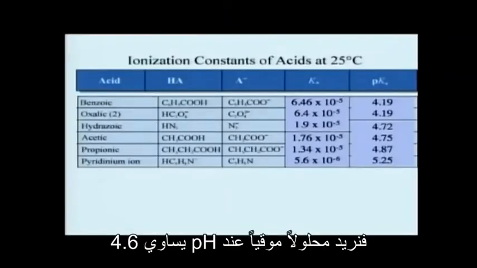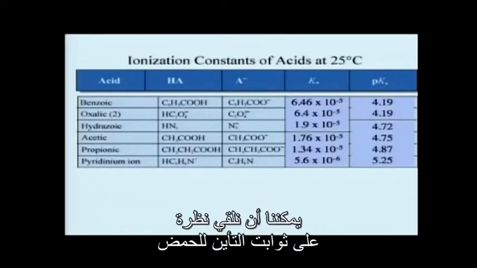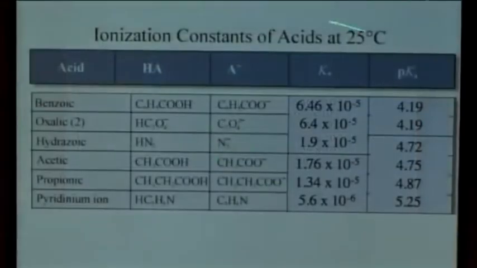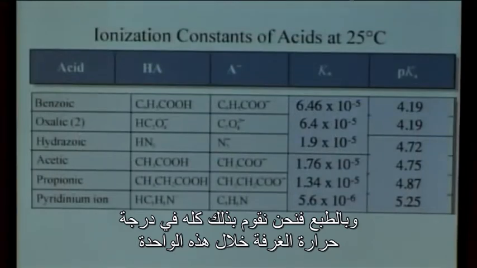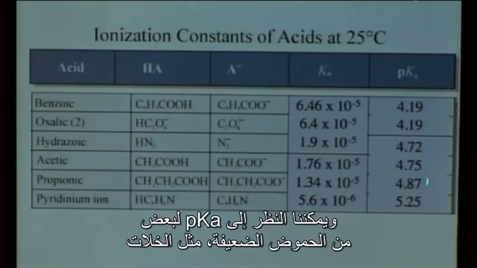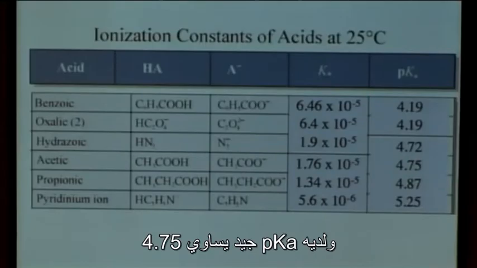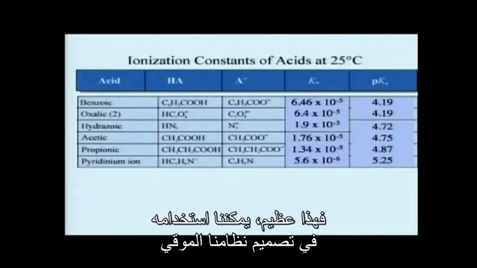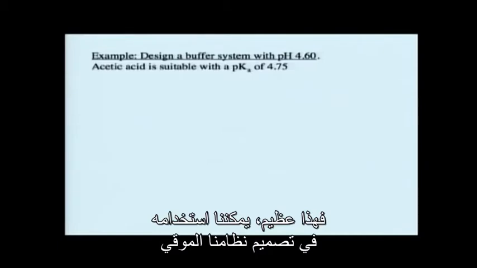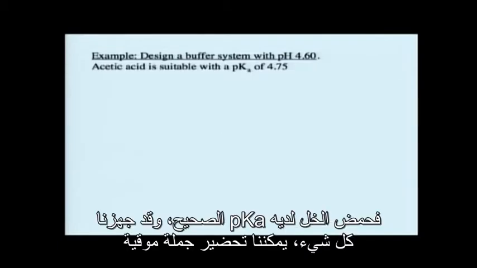So we want a buffer at about pH 4.6. We can look at our ionization constants of acids, and of course, we're always doing everything at room temperature in this unit. So we can look at what the pKa's are of some weak acids. And acetate. Acetate is an easy buffer to get your hands on. Acetate is quite available, and it has a good pKa, 4.75. So that's great, we can use that in designing our buffer. Acetic acid has the right pKa, and we're all set.